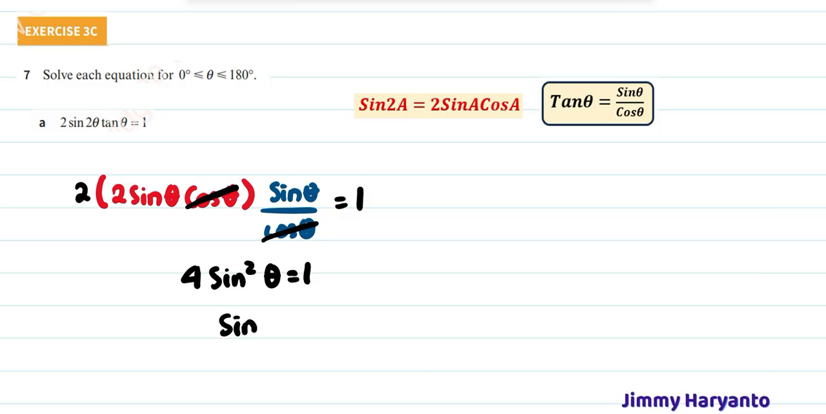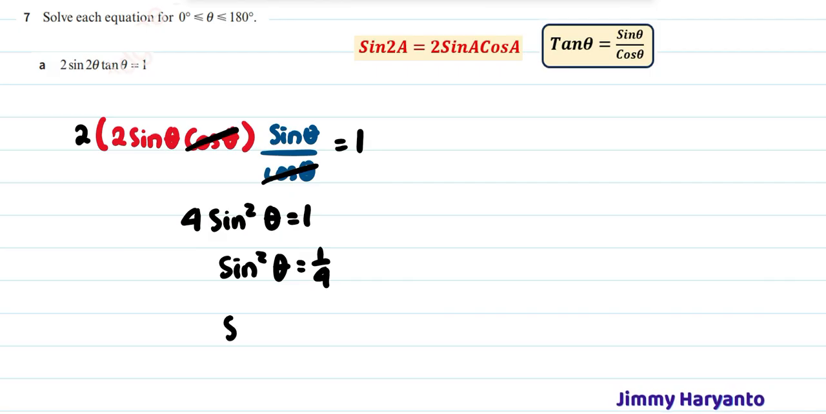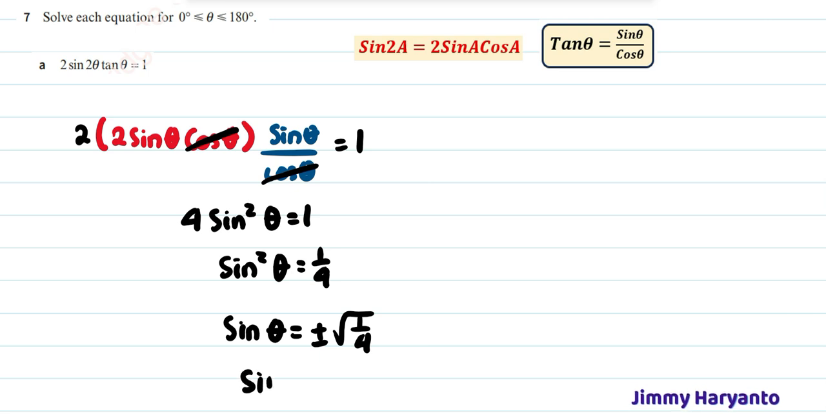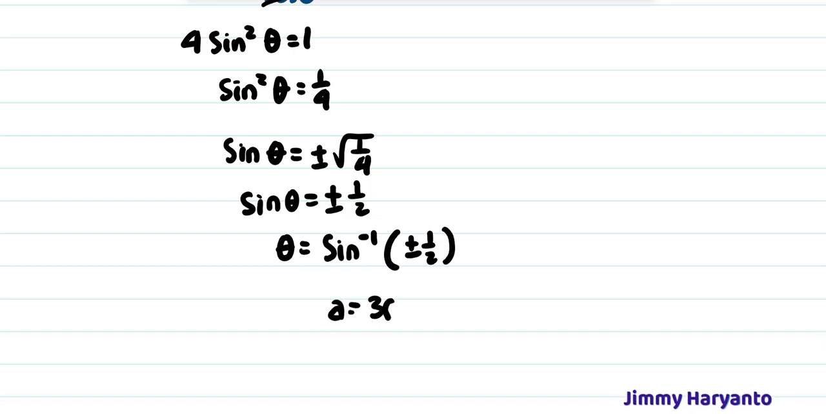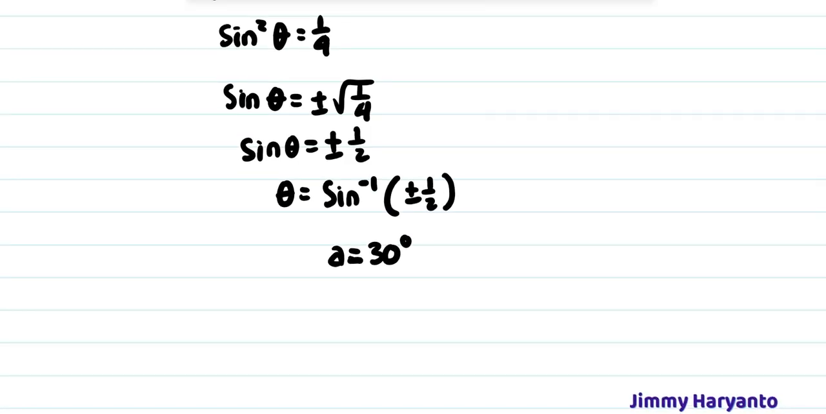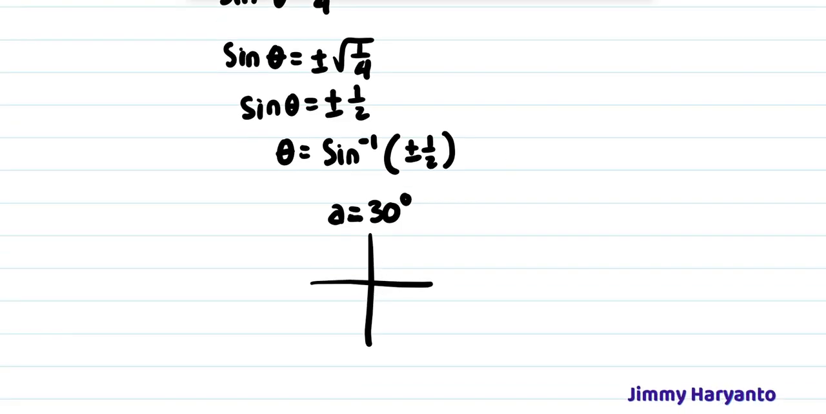Move the 4, you'll have sine square theta equals 1 over 4, and then move the square, you'll have plus minus square root of 1 over 4. Square root of 1 over 4 equals half, so you'll have plus minus half, and then you have to solve. That means theta equals sine inverse of plus minus half. The basic angle will be 30 degrees when you use your calculator. And then for the quadrant, we will take all of them because it's plus and minus altogether.